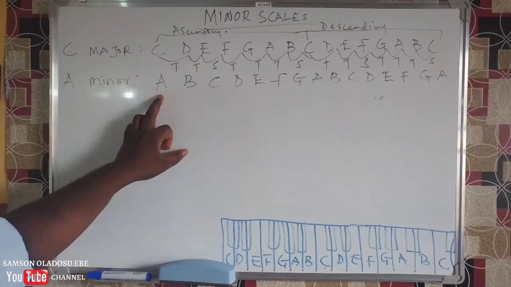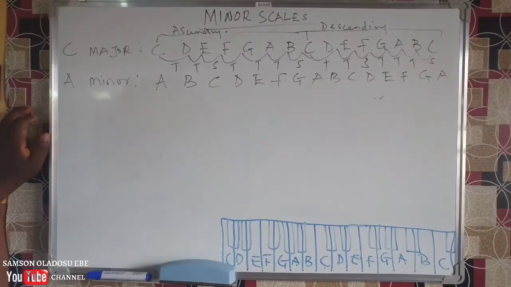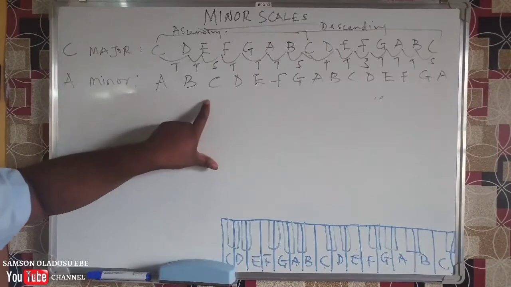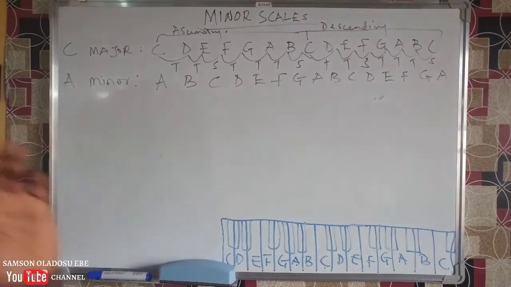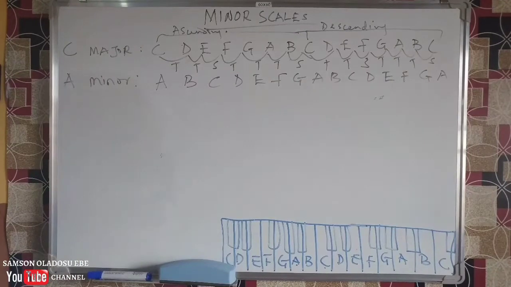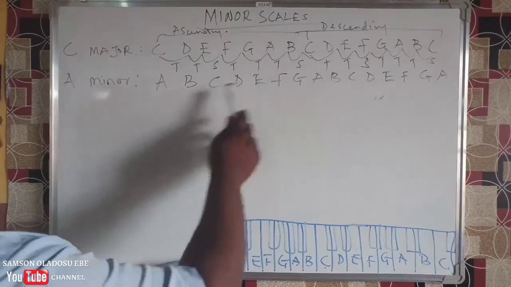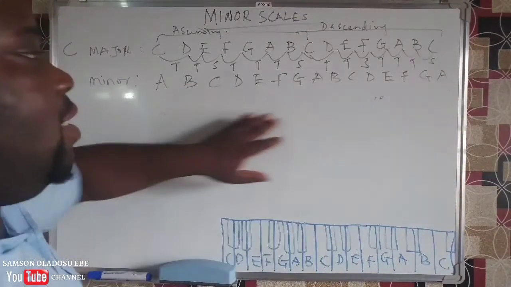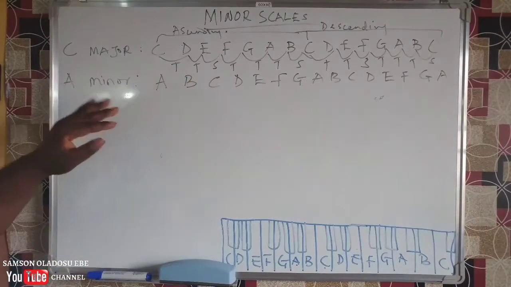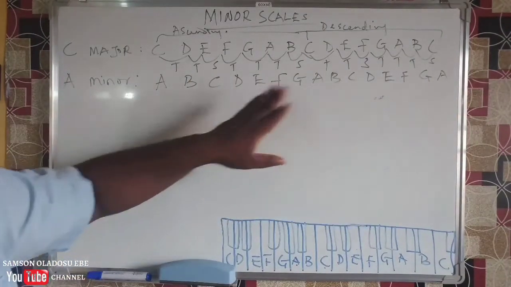Alright? Now, don't get confused. If we want to do A major, this is not the scale of A major. The scale of A major has 3 sharps. So there are going to be 3 sharps, F sharp, C sharp, and G sharp placed here to make it the scale of A major. But for A minor, this is the scale. This is how it just runs.